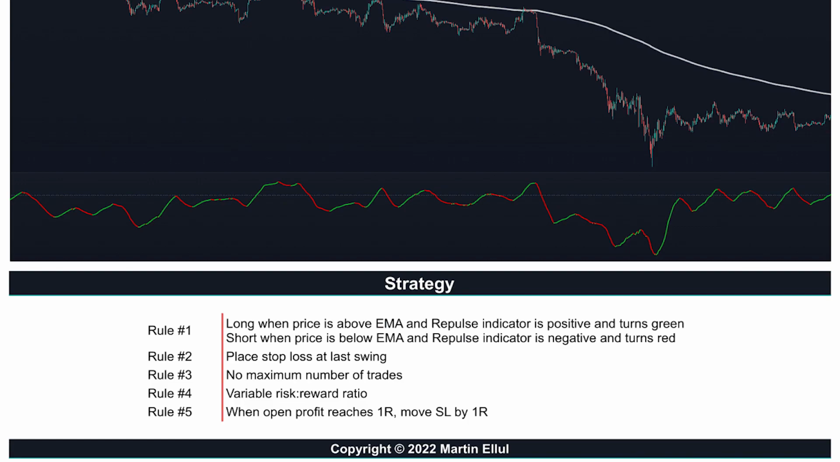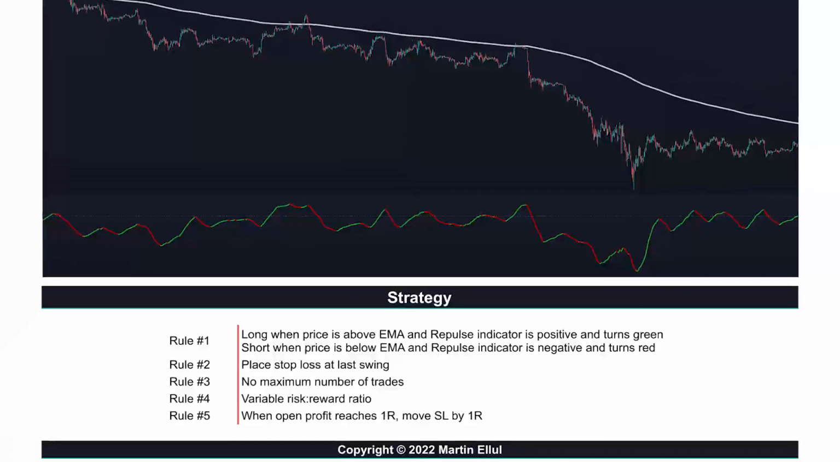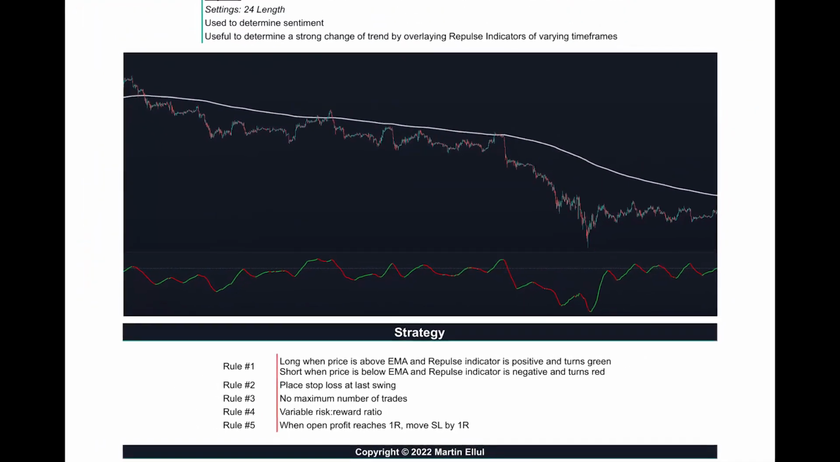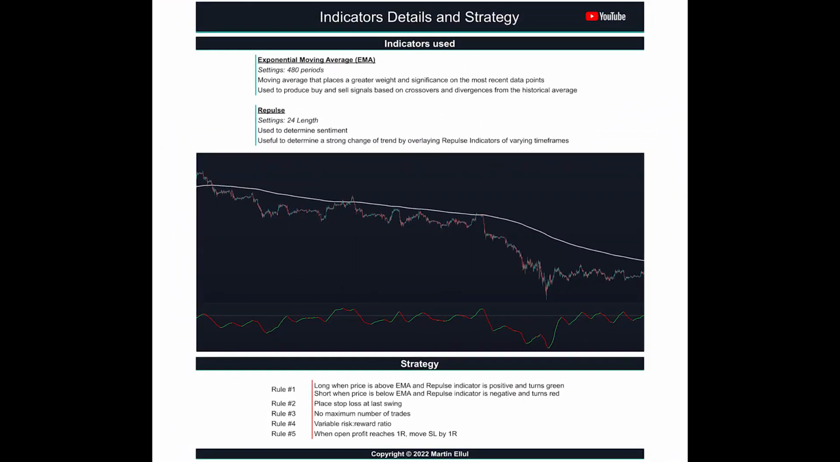We don't have a maximum number of trades that we can have at any given time. We have a variable risk to reward ratio due to the stop loss being at the last swing. And when the open profit reaches 1R, which is the amount we are risking per trade, we move the stop loss by 1R in the direction of the trade. So let's get on the charts now so I can show you a few trades, and then we will dive straight into the 100 trade backtest.